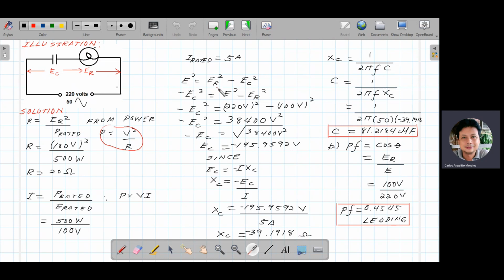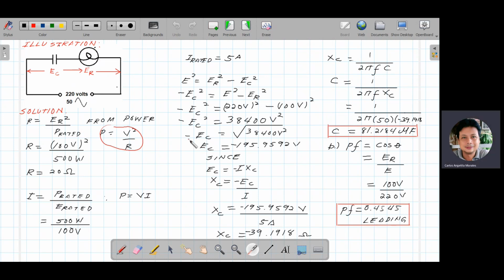So, E squared is equal to E_R squared plus E_C squared. This comes from the Pythagorean theorem, the voltage triangle; that is the formula. So, we are going to solve for the voltage drop E_C. So, E_C squared is equal to E squared minus E_R squared. E_C squared is equal to 220 volts squared minus 100 volts squared. E_C squared is 38,400 volts squared.